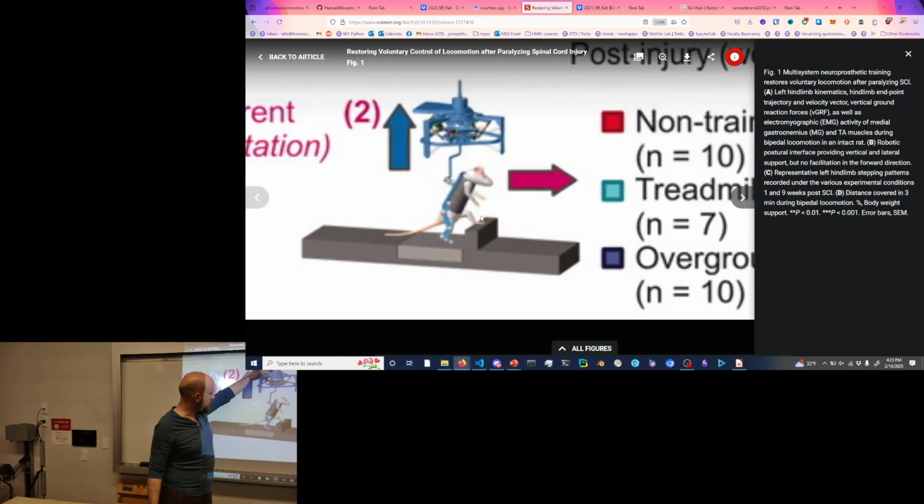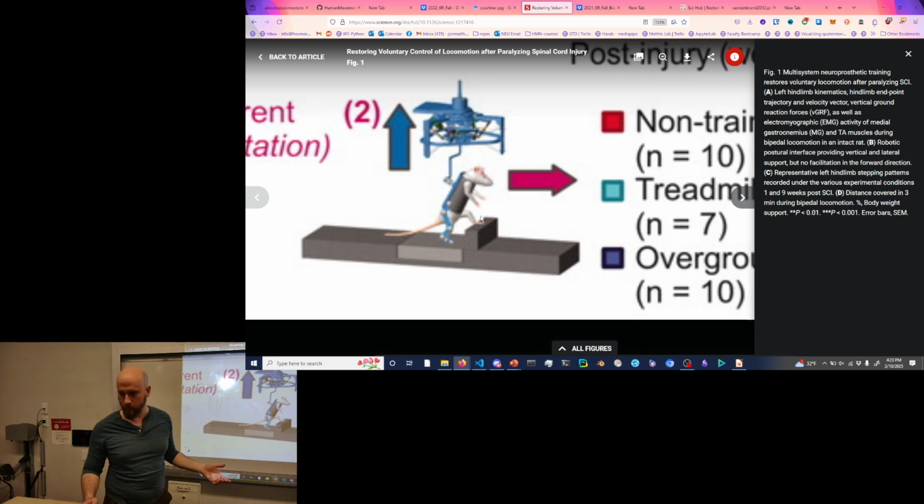And it supports the mouse or the rat with partial body weight support, so it's not floating off the ground, but it's also not holding its full body weight, and it allows it to turn and stuff like that while maintaining that body weight support. So no matter what happens, it's detecting what's going on, and it's always making sure that the rat has 10 to 20% of its body weight on the ground, let's say.